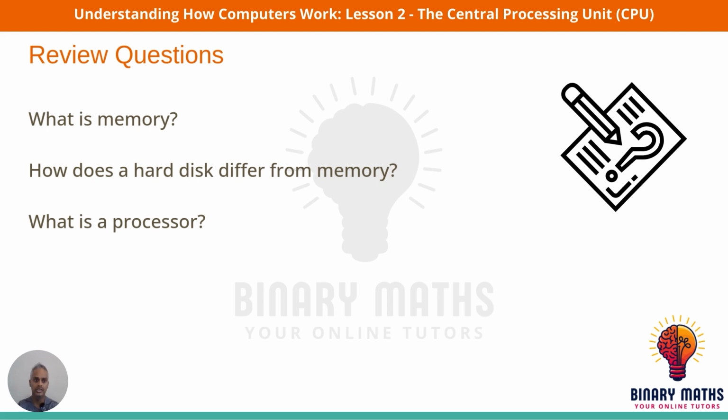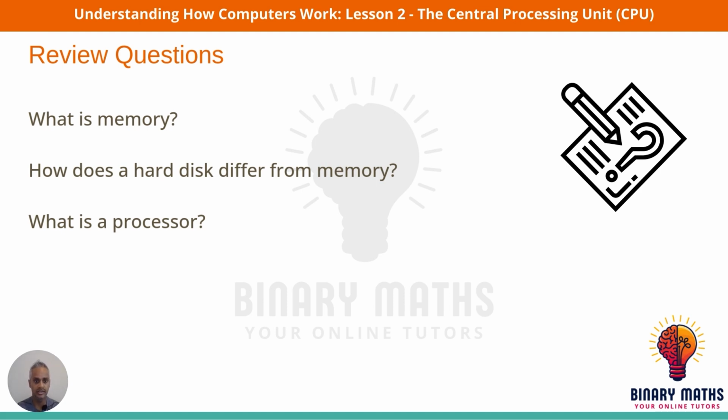Let's wrap up with some review questions then. What is memory? Memory refers to the components of a computer that store data. How does a hard disk differ from memory or main memory? A hard disk is a type of permanent storage, while memory or RAM is used for temporary storage while the computer is running. What is a processor? The processor, or CPU, is the brain of the computer. It performs calculations and it executes instructions.